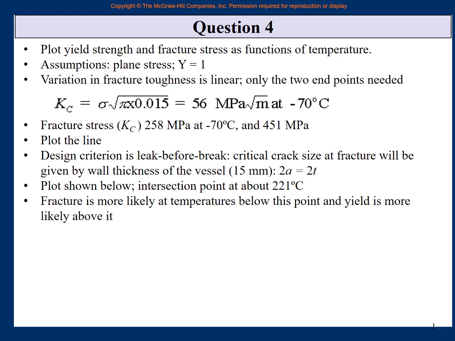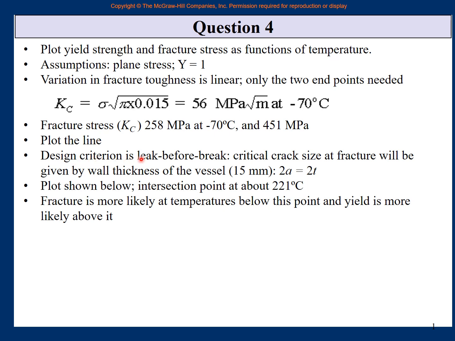So for example, we are saying that at minus 70, this value is 56 megapascal, right? And so on. So fracture stress is 258 at minus 70, 458 and so on. Maybe I have written something wrong. Just recheck the value. Plot the line.